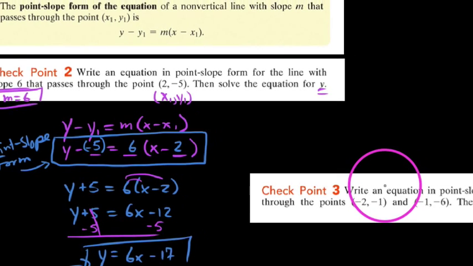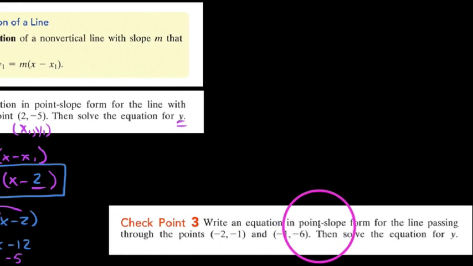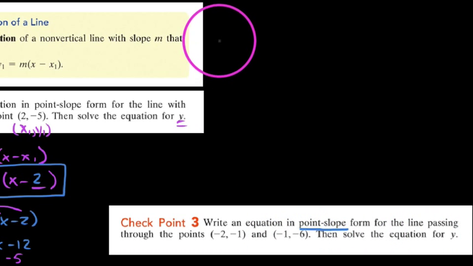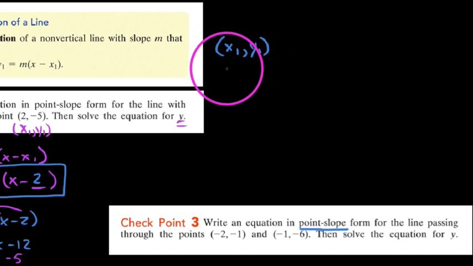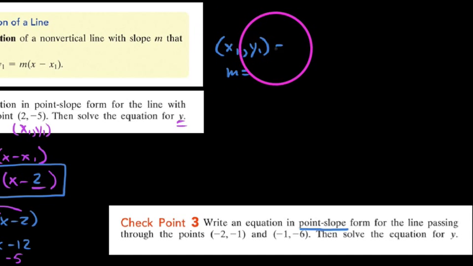So looking at example number 3, it says, write an equation in point-slope form for the line passing through the points (-2, -1) and (-1, -6), and then solve the equation for y. So we're still using point-slope form, and again we're doing the same thing here. The real question becomes this: what is our x1 and our y1 going to be, and what is our slope? We need these two things.